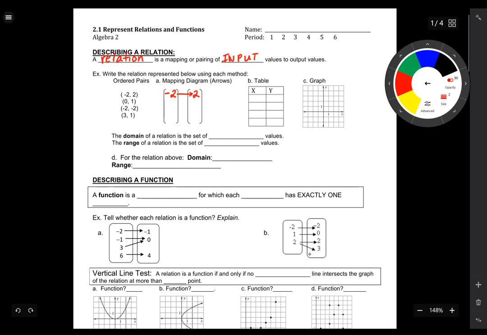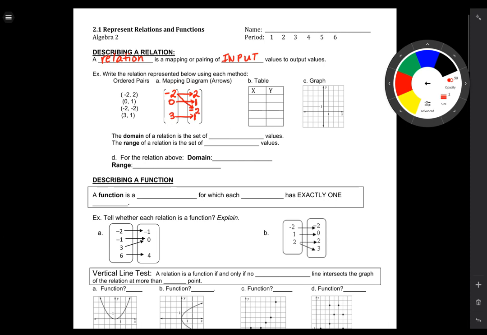For the second ordered pair, you would put 0 and then 1. For the third ordered pair, you would not put -2 because you already listed it on the very top. But you do put the output. I did forget to draw an arrow from 0 to 1. But this -2 also has the output. This input -2 also has an output of -2. And then finally, 3, its output is 1. And that is a mapping diagram.